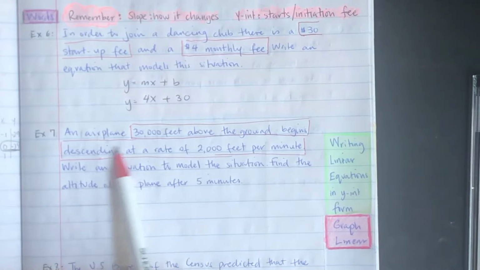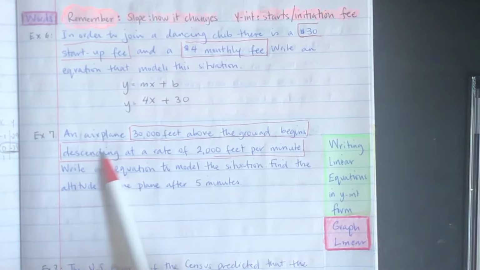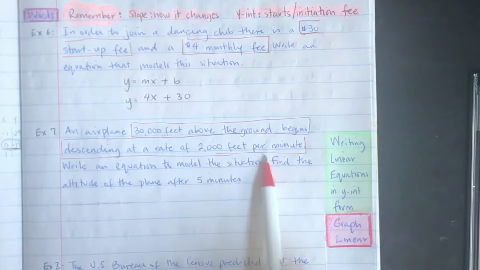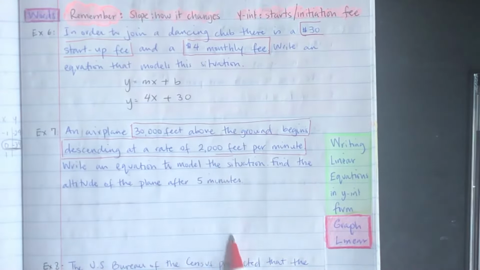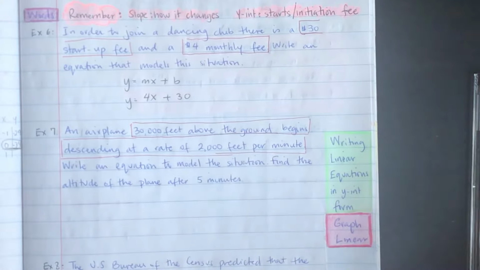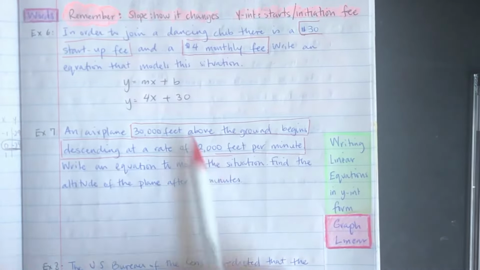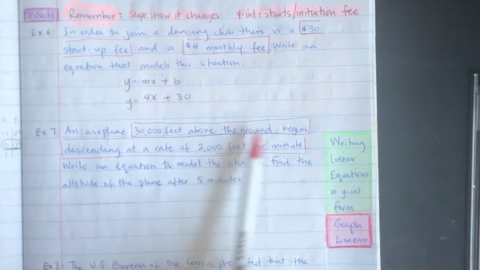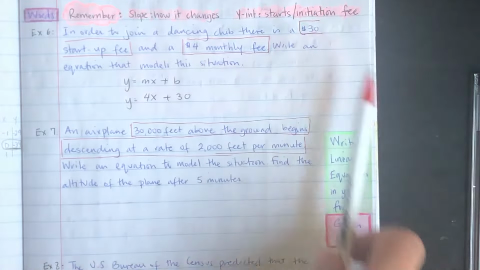All right, so an airplane starts 30,000 feet above the ground and begins descending at a rate of 200 feet per minute. And remember, anytime you see that word per, that has to do with your slope, how it's changing. So it's going down 200 feet every minute. So that's your change, that's your slope. And then where do you start? It says an airplane 30 feet above the ground begins descending. So it started at 30 feet, and that's your y-intercept.